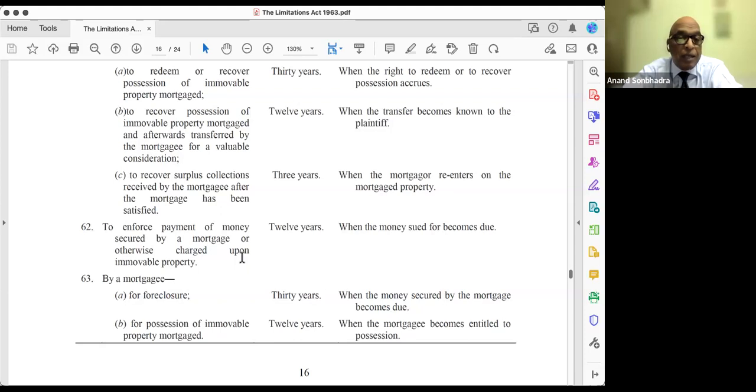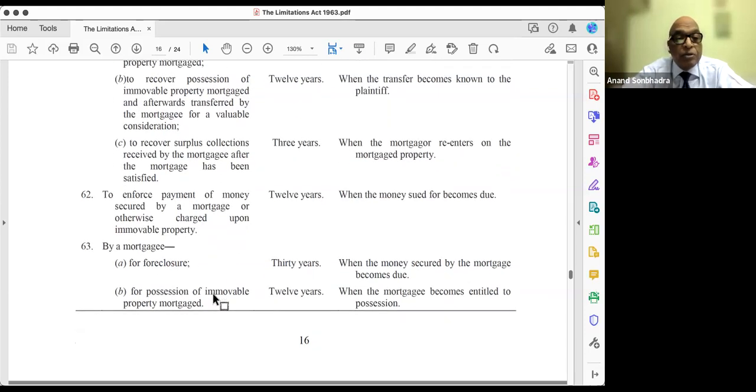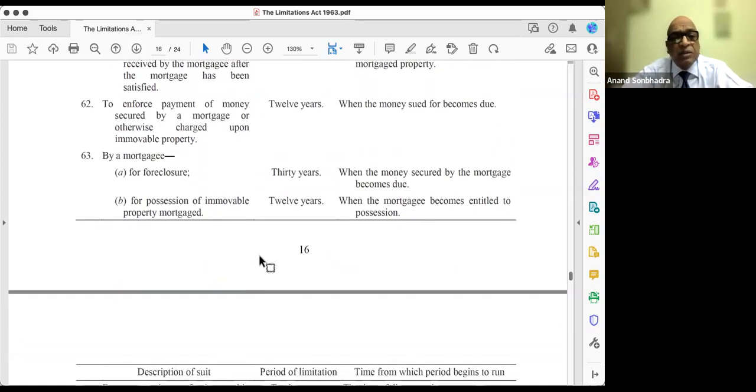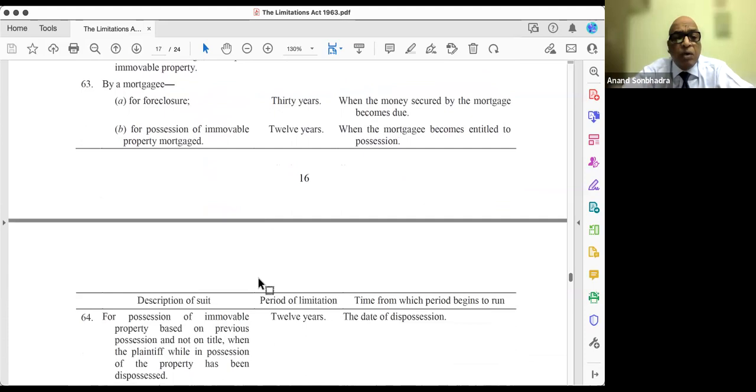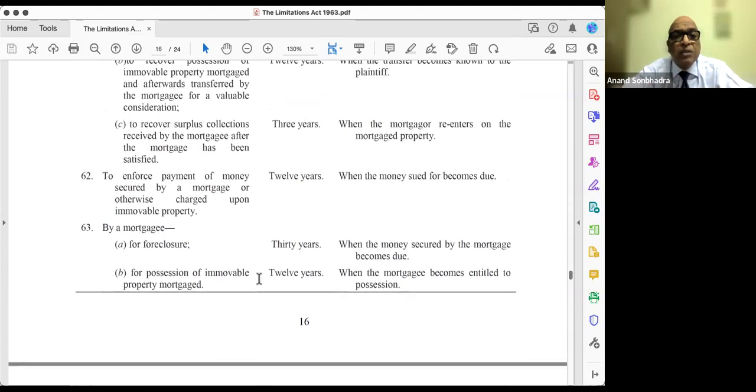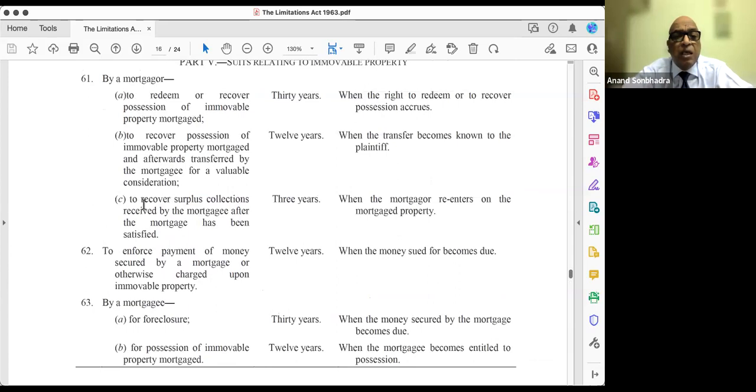Usually it's financial creditors, and in that case, they can file an application under Section 7 within 12 years of that. So similarly, it's very exhaustive. It has covered quite a few things. You will see what I was saying earlier. If you look at 61C, it says to recover surplus collection received by mortgagee, which means it has nothing to do with transfer of immovable property. But what is being addressed here is collection of movable property, which is money in excess to the value, recover surplus collection, and we find that it is 3 years.